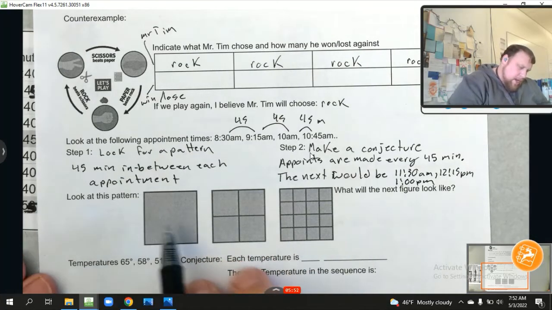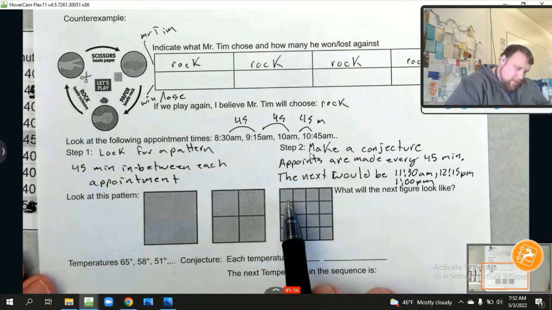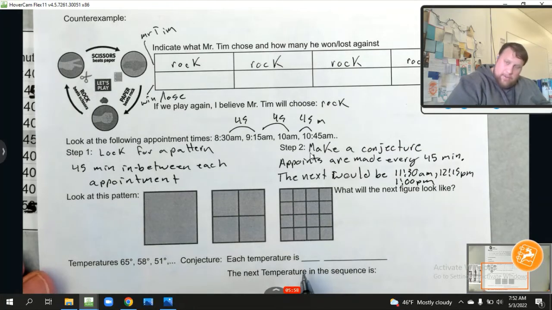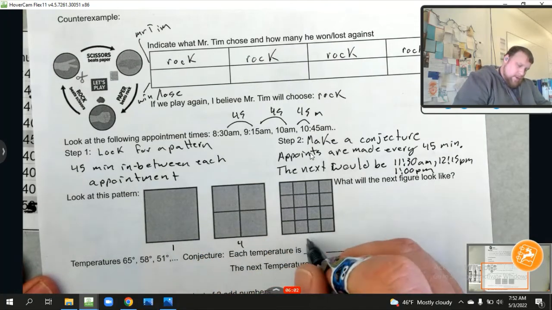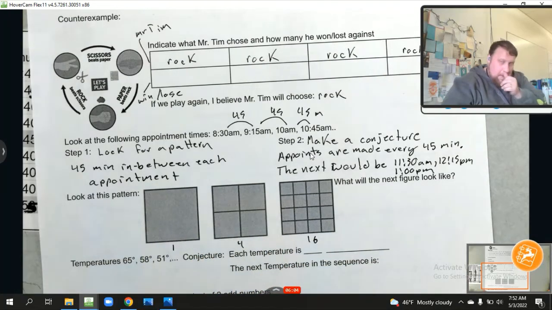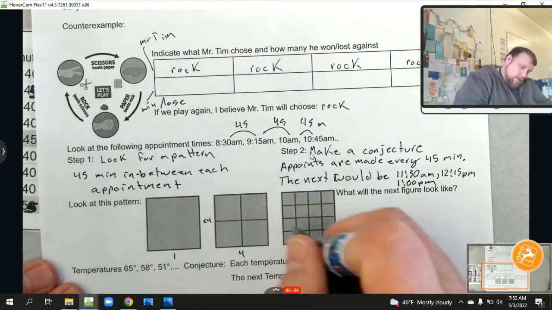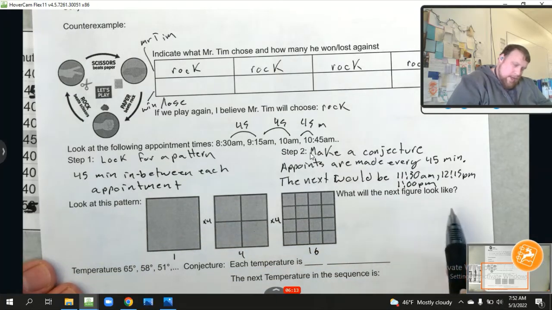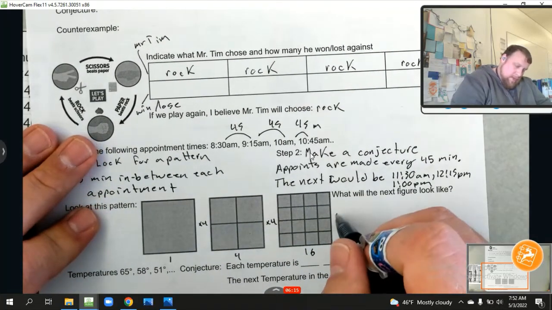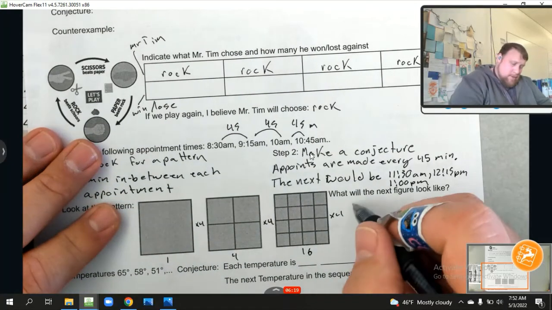Look at this pattern. We go from 1 square to 4 squares. If you count that, 1, 2, 3, 4 by 1, 2, 3, 4, 16 squares. So we have 1 here, 4 here, 16 here. Do you see a pattern here? Yeah. Each one is times 4. And it says, what will the next figure look like? Well, it would be times 4. And what's 4 times 16? That'd be 64 squares. And how do I get that?